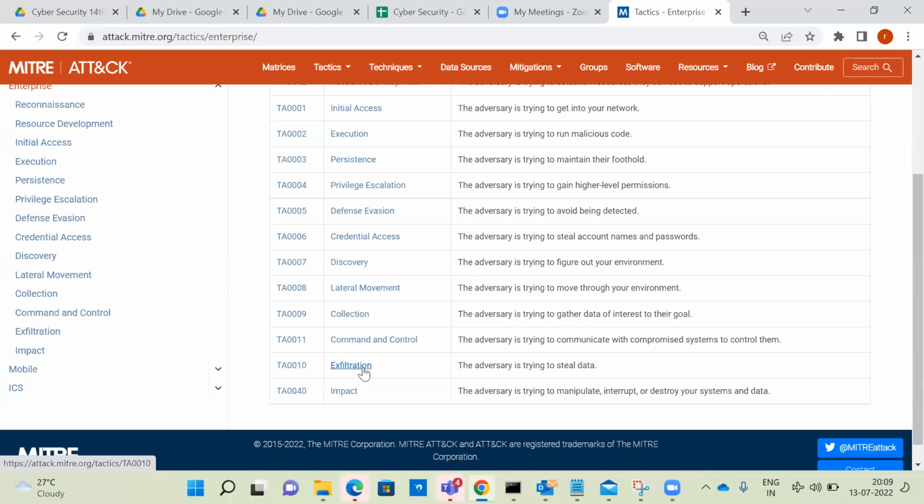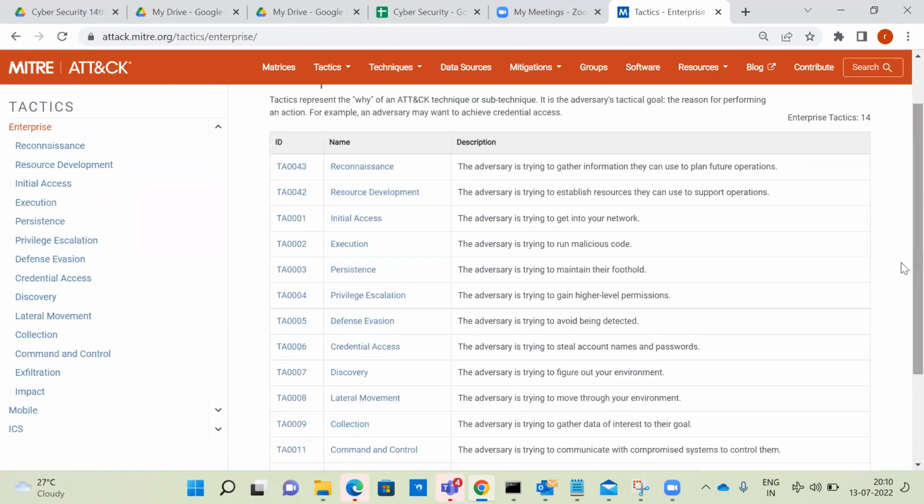One is data exfiltration. Second is persistence, privilege escalation, and lateral movement also. I'm repeating: persistence, privilege escalation, lateral movement, data exfiltration. These four are interview questions. The remaining 10 they will not ask, but you have to remember all these 14.